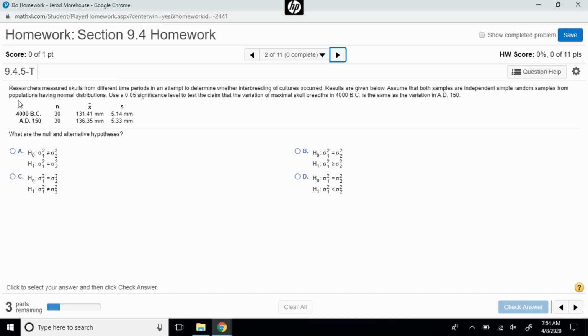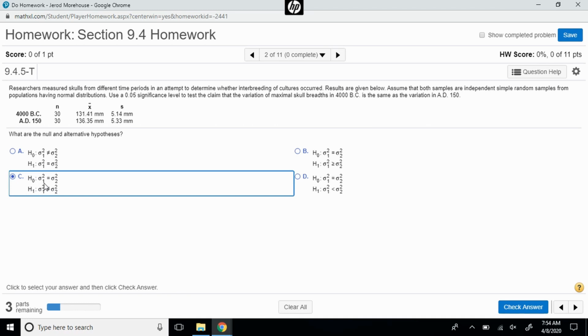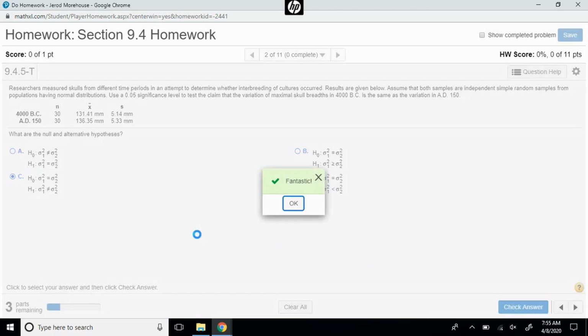You can see here we have a table with all of our data in it, and the first thing they ask us is to define the null and alternative hypotheses. This is pretty straightforward because in this class, we are only ever doing an equals to for the null and a not equals to for the alternative. We're never going to deal with any of these less than or greater than alternatives in this class. So let's check that answer.